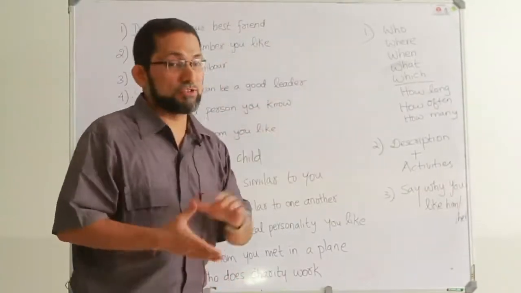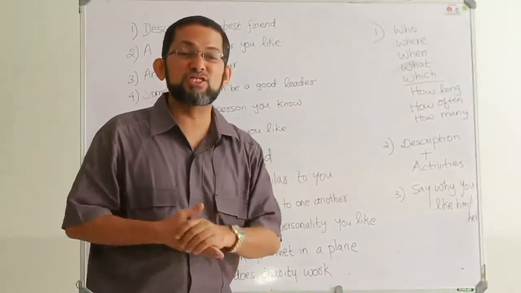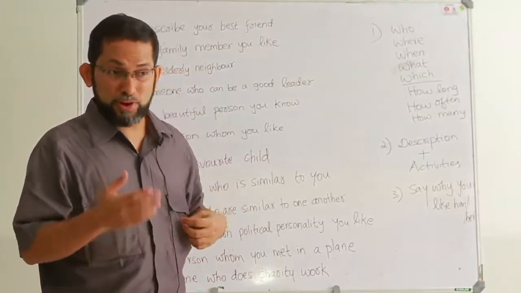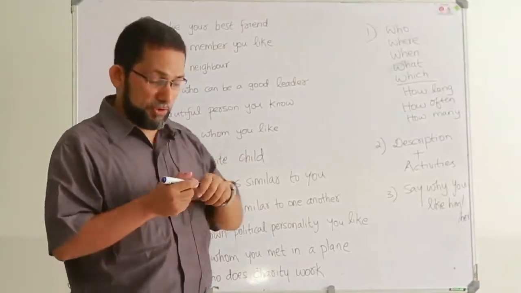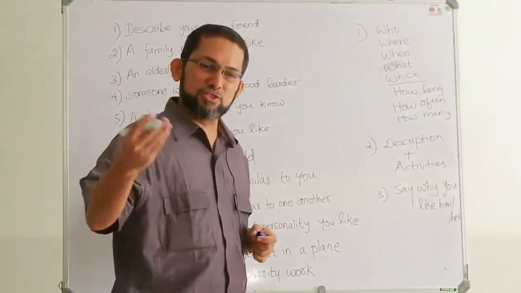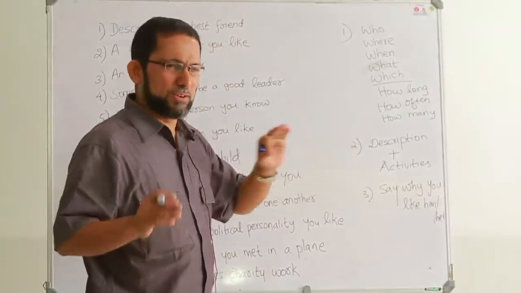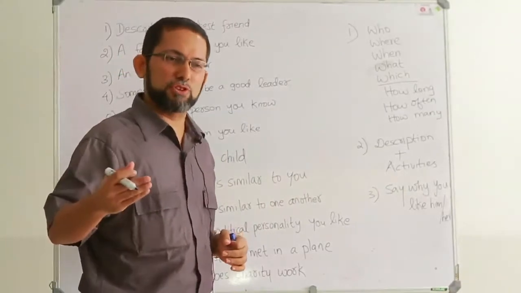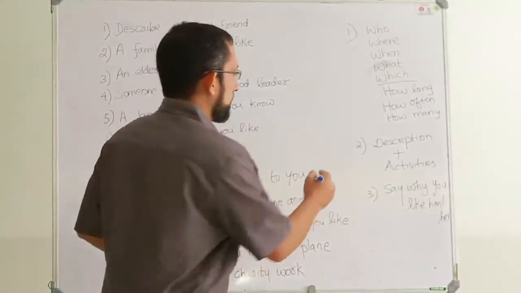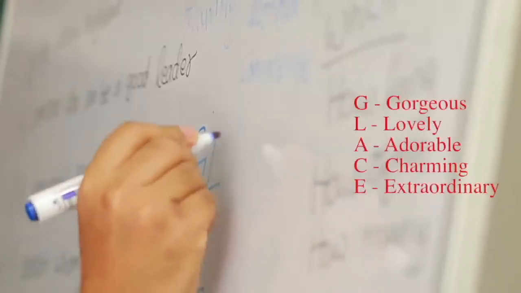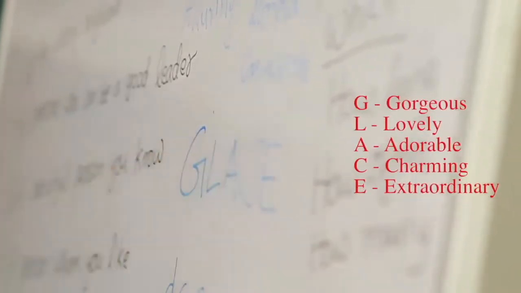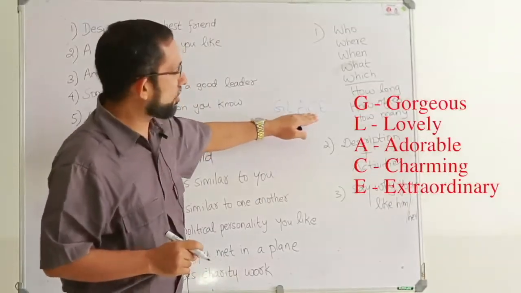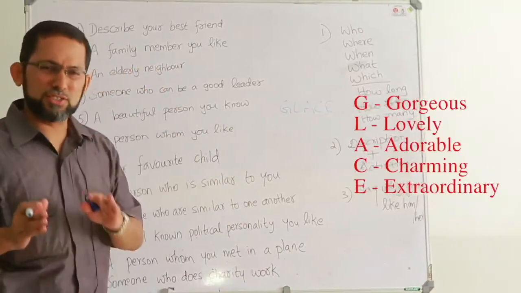Perhaps you could give an introduction, and then describe your friend. First you're going to do the physical description. When you do that, we're going to use certain mnemonics, so perhaps it'll be much easier for you to follow. For description, what you could use is GLAZE. Glaze would be gorgeous, lovely, adorable, charming, extraordinary. This is just something to remember.